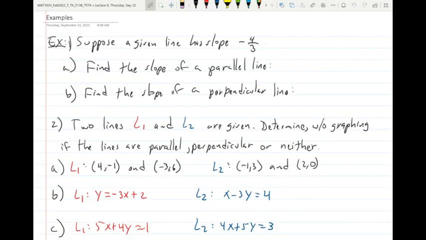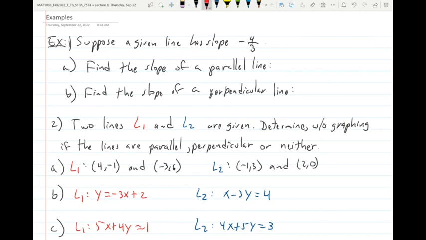Okay, let's see. Suppose a given line, I'm not telling you what the line is, I'm not even giving you a picture, but I'm telling you that there is a line and the slope is -4/3. Now I want you to tell me the slope of another line that's parallel to this one, and the slope of another line that's perpendicular to this one. So let's see, what will be the answer for A?